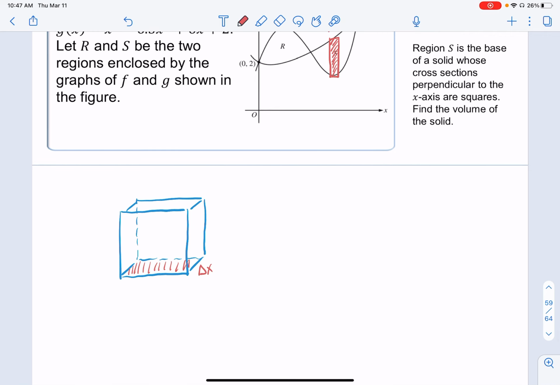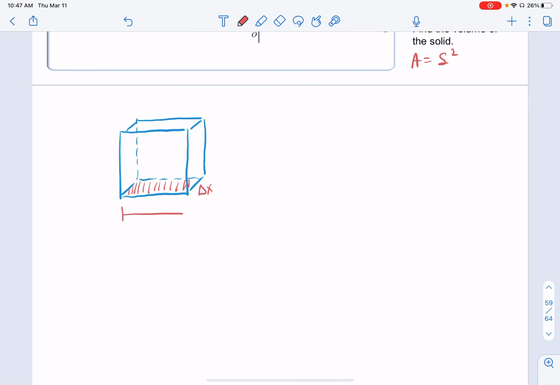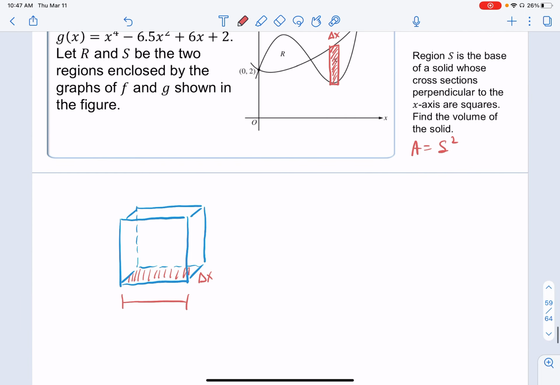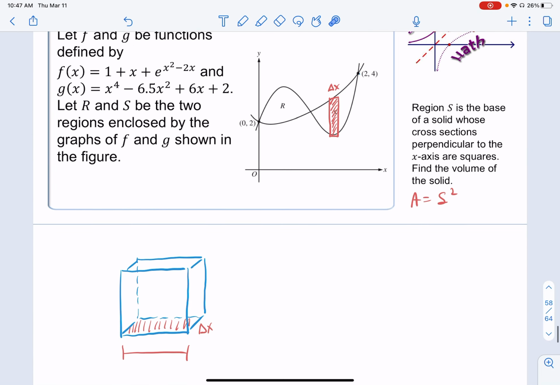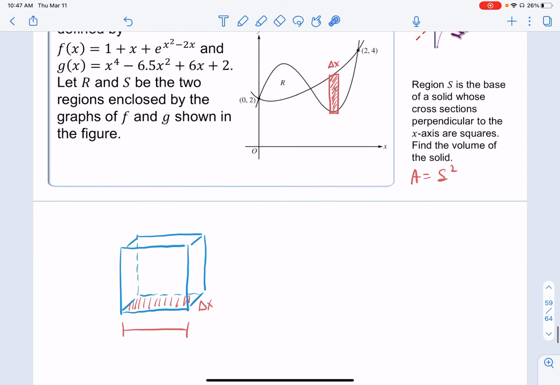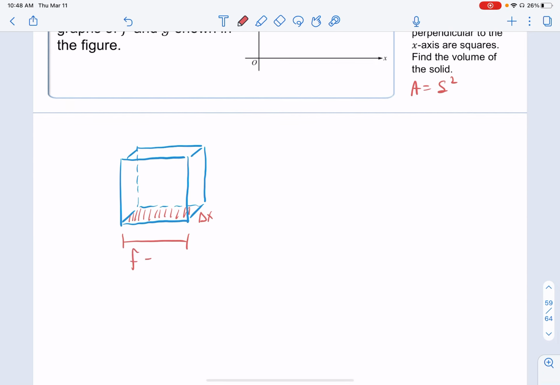I need to find the volume of this thing, integrating the area of the cross section, and that area formula, since it's a square, is just side length squared. So obviously, I need to find the side length here. The side length corresponds to the vertical distance on my representative rectangle, which is just the top function minus the bottom function. The top function in region S is the roughly exponential function, that's the f of x function. And the bottom function for region S is the polynomial, so it's the g of x function. So that's f minus g.